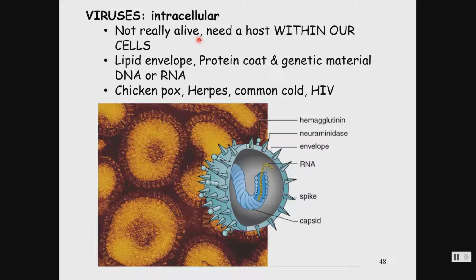They're very simple structurally. They often have a lipid envelope, a protein coat, and then some genetic material, so there's going to be RNA or DNA. Examples of viruses: chickenpox, herpes, common cold, human immunodeficiency virus, SARS-CoV-2. Those are all viruses and they have to get inside our cells to reproduce.